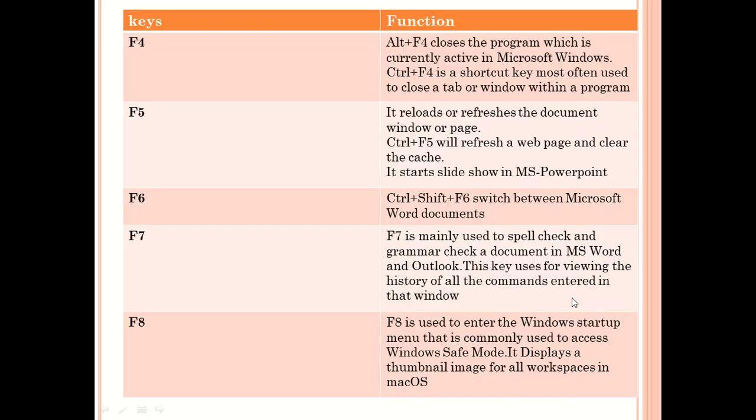And then you go to the next one, F4. F4 is mainly used to close programs which are currently active in Microsoft Windows. If you want to do that, you use Alt plus F4, and then you can close the program. You can also use F4 together with the Control key to close tabs or windows within a program.